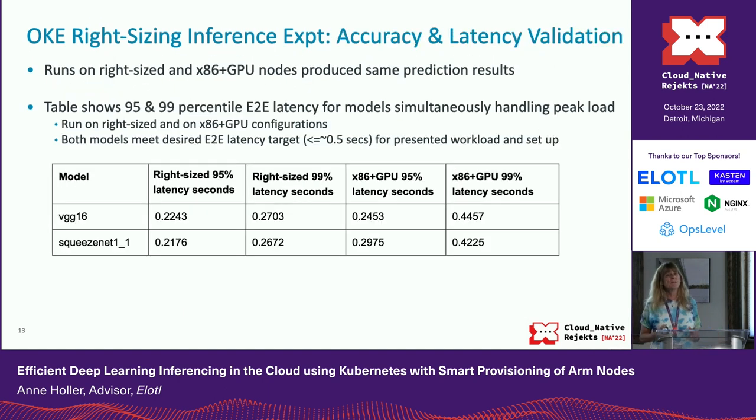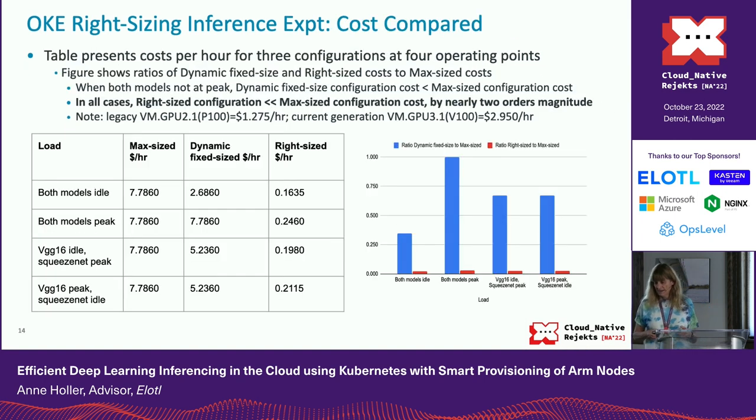So first of all, we wanted to make sure we weren't diluting the quality of the results. So we made sure that the predictions, whether you're running on any of the 3 configurations, deliver the same prediction results, and that they do so within our latency expectations, even at peak load. So once that's out of the way, we said, okay, how much is this costing us? And we looked at 4 different scenarios or operating points to think about cost.